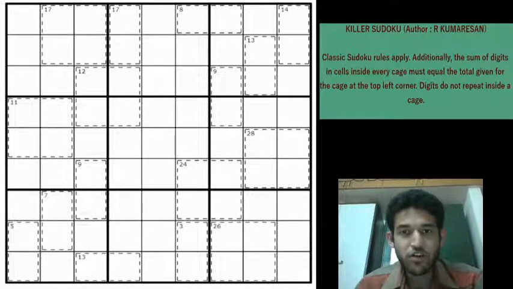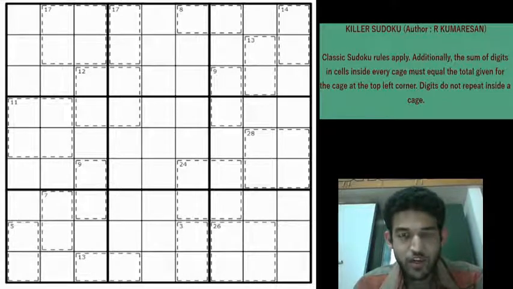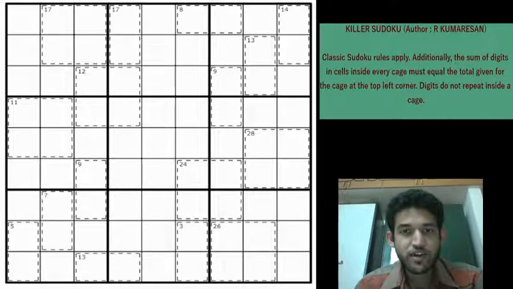Today we are going to solve an interesting killer Sudoku created by R. Kumaresan. Kumaresan is a very good author in the Indian circuit and he has authored many good competitions like the Sudoku Mahabharata at Logic Masters India, the Sudoku Grand Prix at World Puzzle Federation, and the Asian Sudoku Championship that was held in Hyderabad in 2020. So today we are going to solve this killer Sudoku.